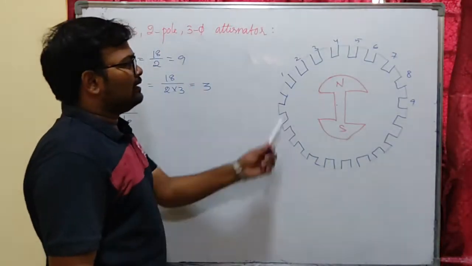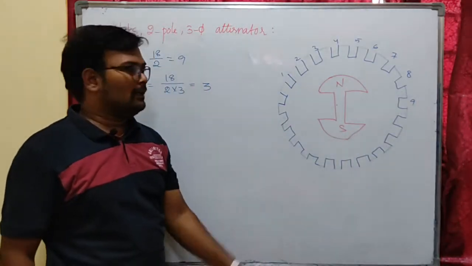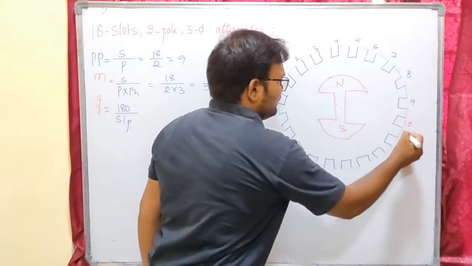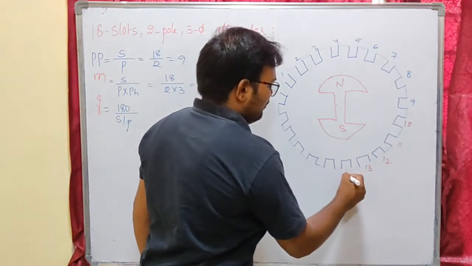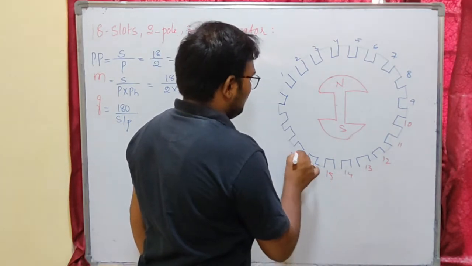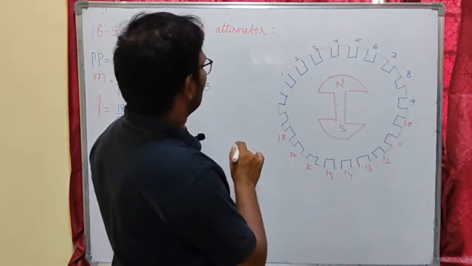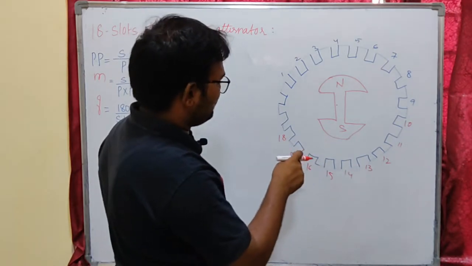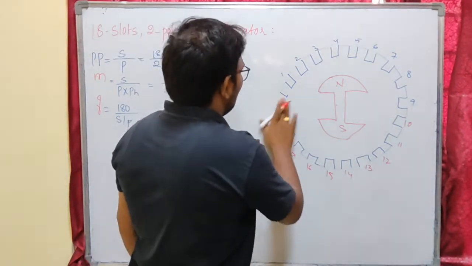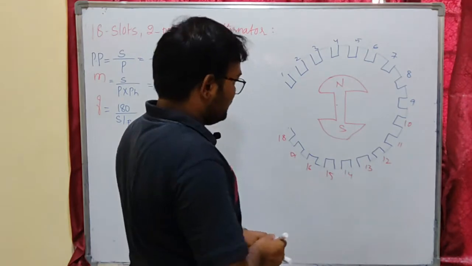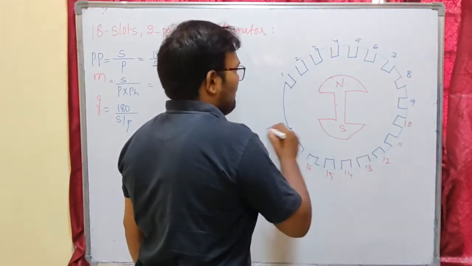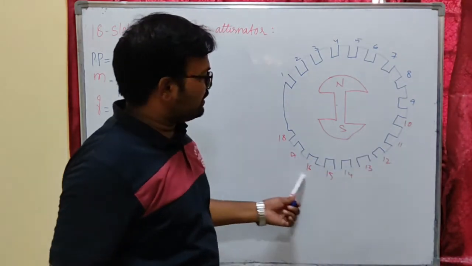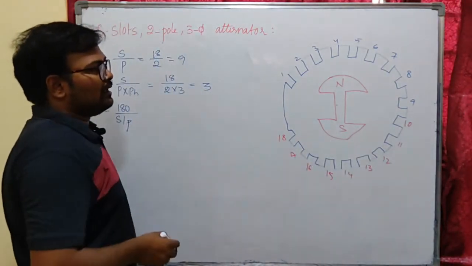Okay, these 9 slots are under the north pole, under one pole, and let me consider the 10th, 11th, 12th, 13th, 14th, 15th, 16th, 17th, 18th. There are 18 slots only, right? 1, 2, 3, 4, 5, 6, 7, 8, 9, 10, 11, 12, 13, 14, 15, 16, 17, 18 slots only. Okay, so the red color slots are under the south pole and the blue color slots are under the north pole.